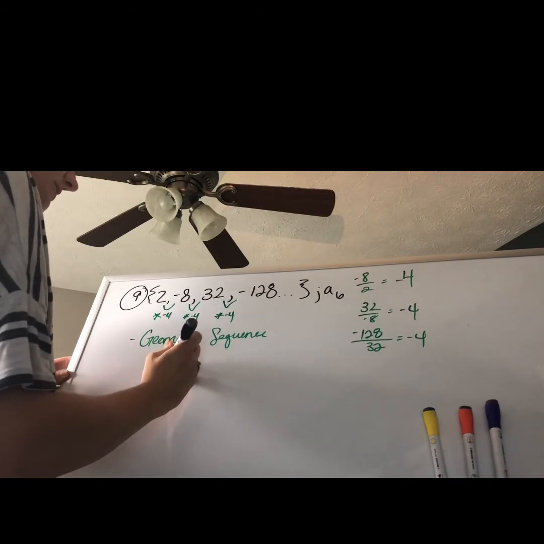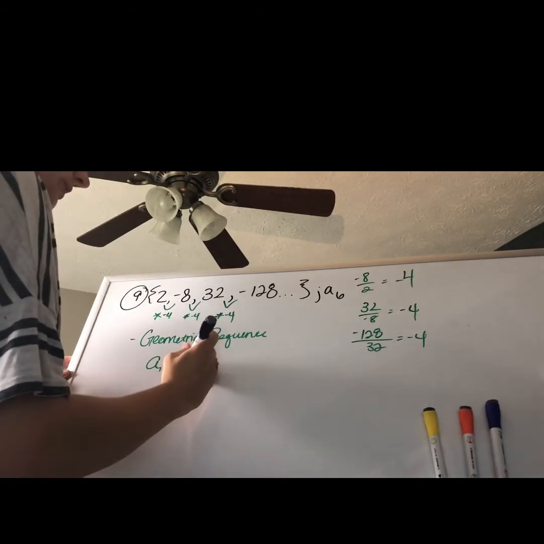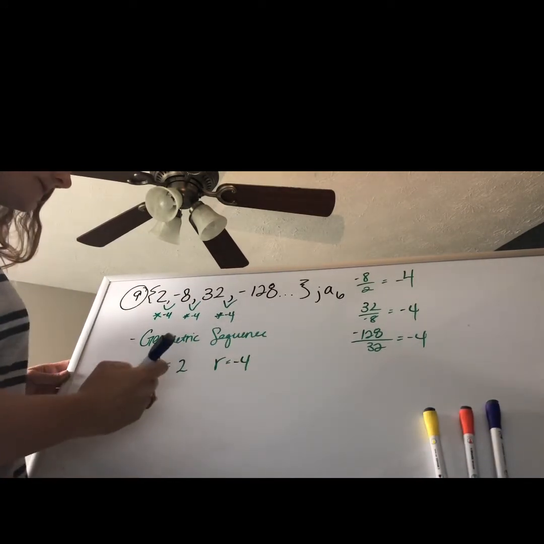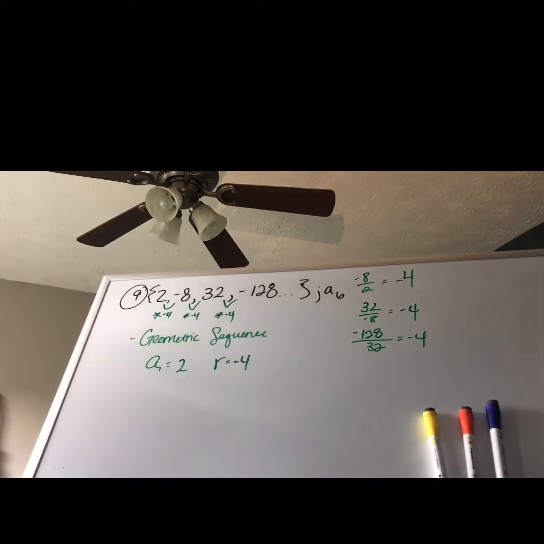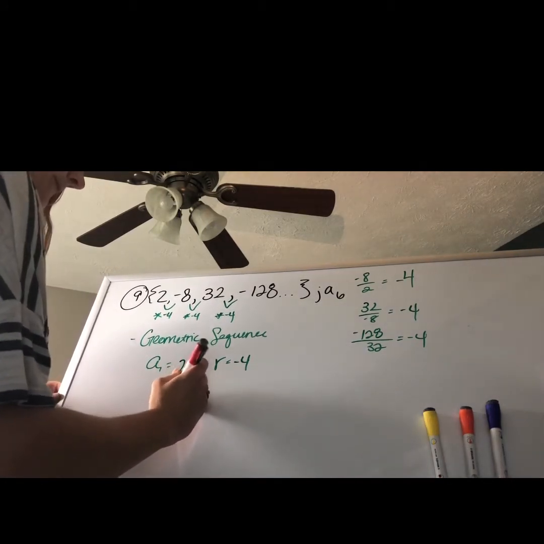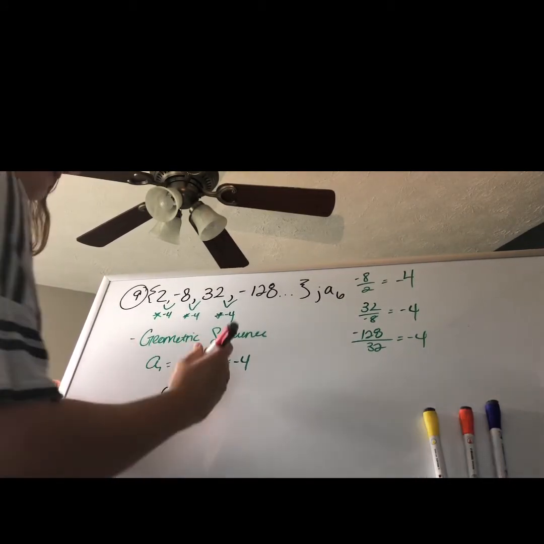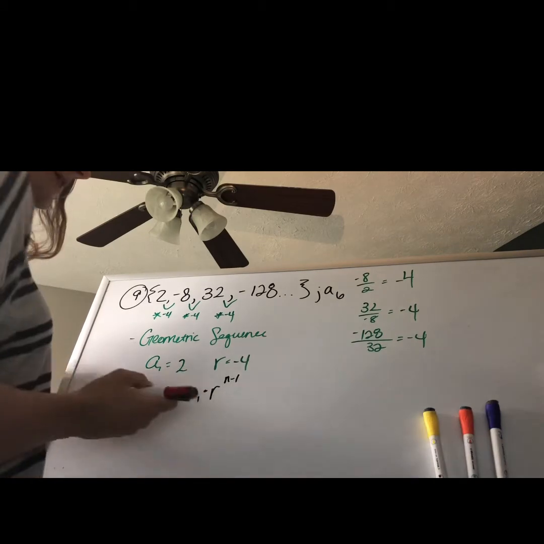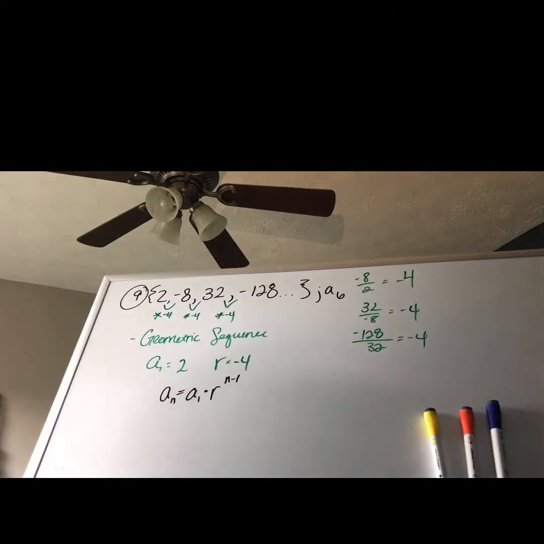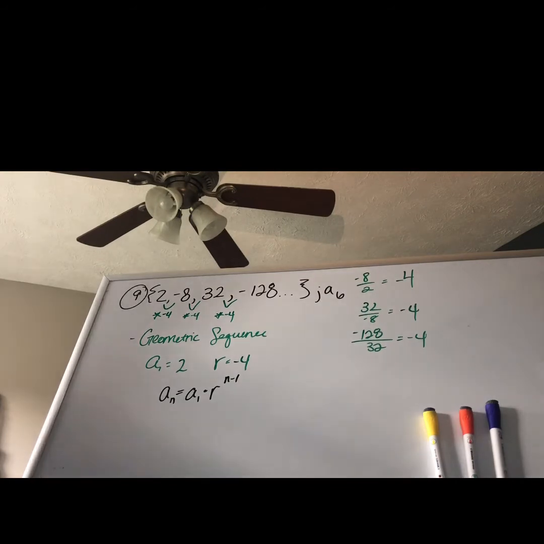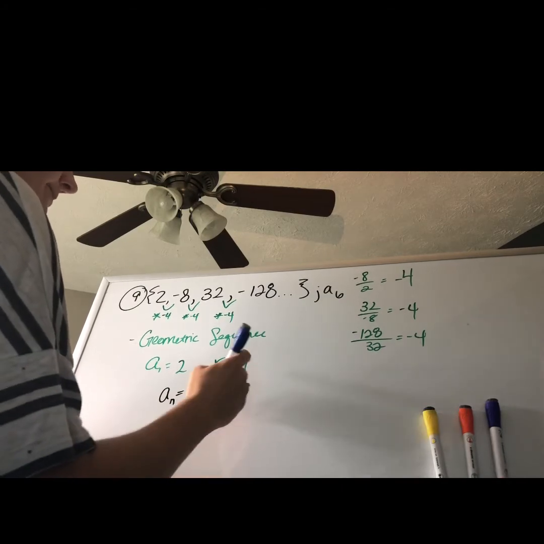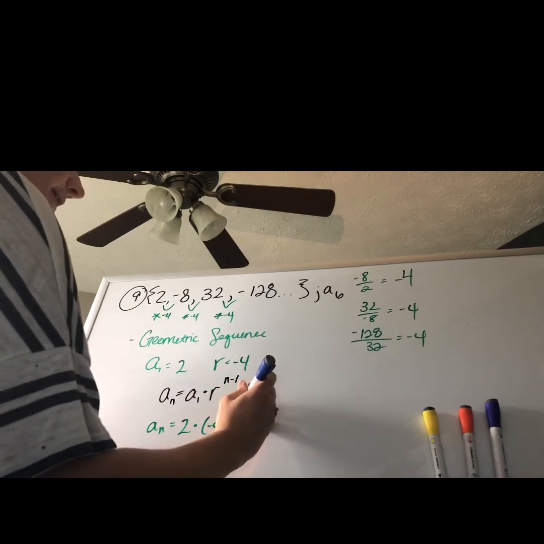Okay, A1 was 2. Our first term is 2. And our common ratio, R, is -4. So it wants us to come up with a rule, and then it wants us to find the 6th term. So the rule is AN equals A1 times R raised to the n minus 1 power. All right, I'm just going to plug in for A1 and for R. So AN equals A1 is 2 times -4 to the n minus 1 power.